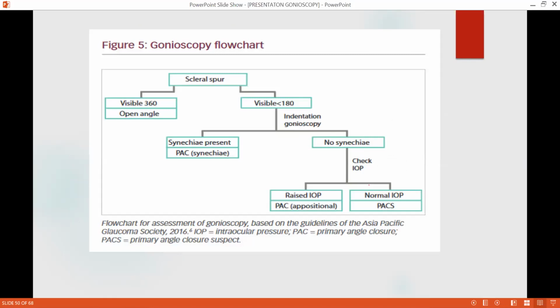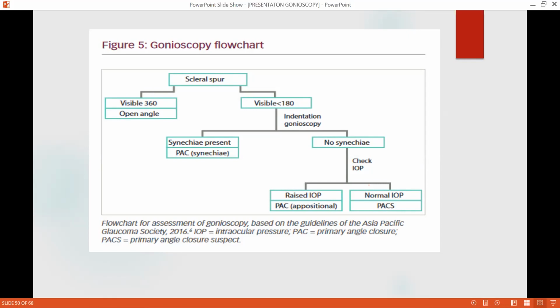So after performing gonioscopy, you need to diagnose whether it is an angle closure or angle open, basically. If you are able to see the scleral spur 360 degrees, the angle is wide open. If only 180 degrees of the scleral spur is visible, or less than 180 degrees, you perform an indentation gonioscopy.